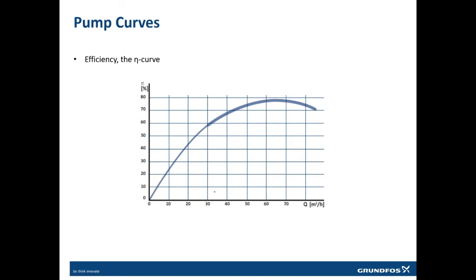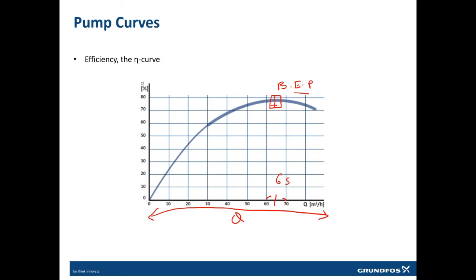This is the efficiency which is plotted. As the flow increases, your efficiency increases. At a certain point, you get your best efficiency. This point is called BEP, best efficiency point. That means that throughout the total flow of this pump, the efficiency was maximum at this point, which is around 65 or 60 to 70 meter cube per hour.